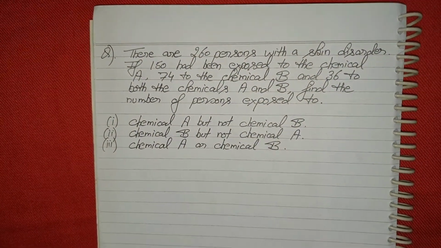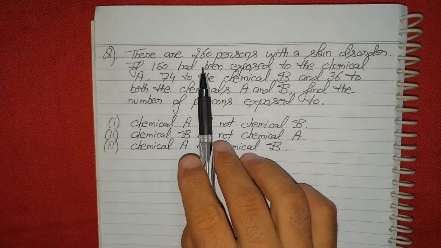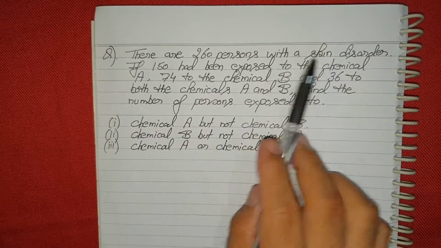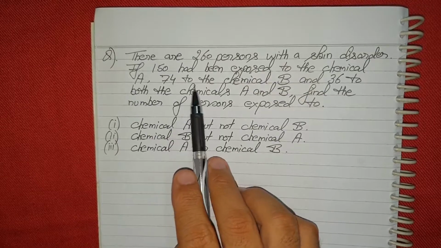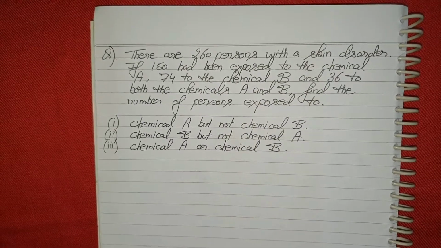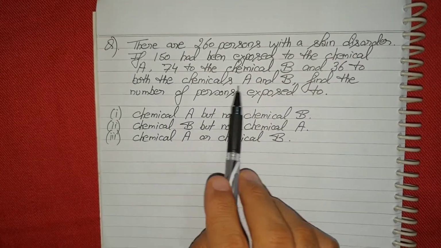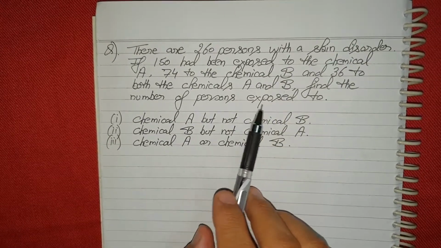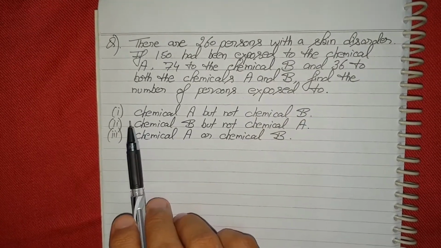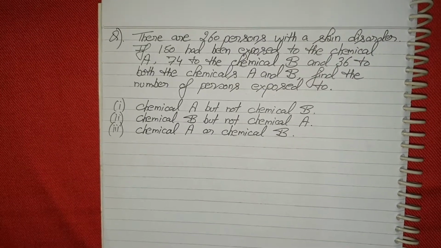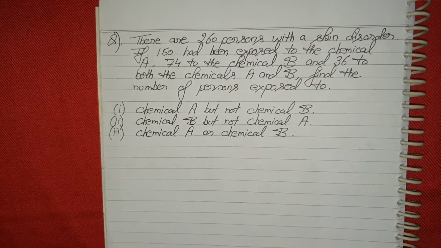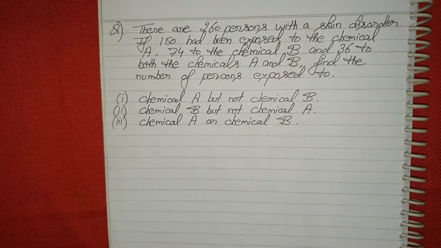So the next question is, there are 260 persons with a skin disorder. If 150 had been exposed to the chemical A, 74 to the chemical B, 36 to both chemicals A and B, then find the number of persons exposed to: first part is chemical A but not chemical B, chemical B but not chemical A, chemical A or chemical B.